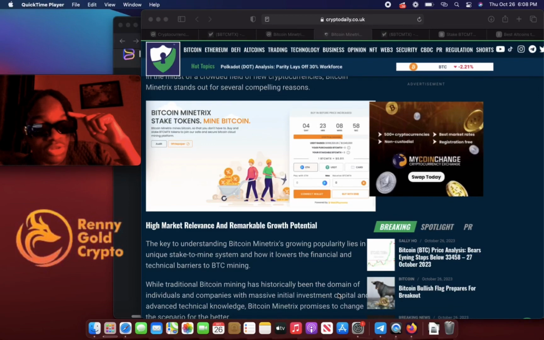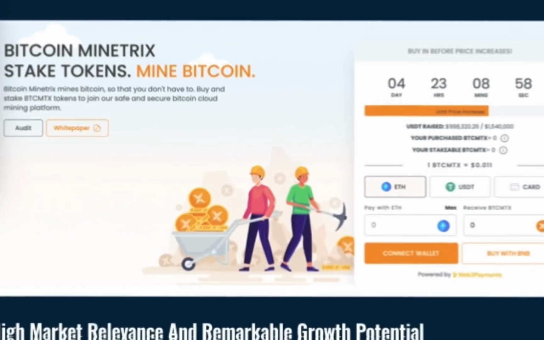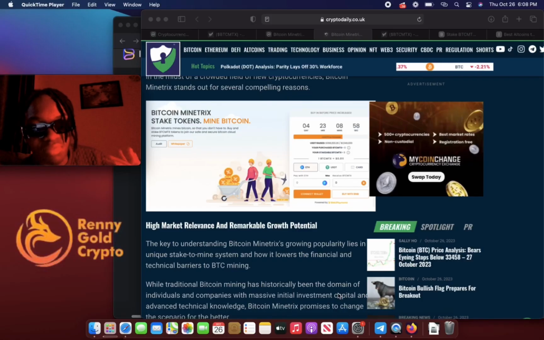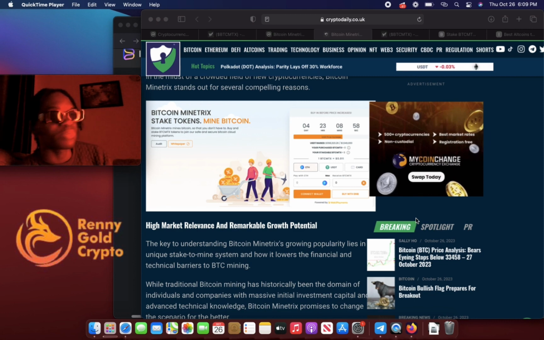Looking at a coin to buy right now, I feel that you should buy Minetrix, Bitcoin Minetrix, because you can stake the coin and be able to mine Bitcoin. I feel that this particular project is what everybody should be looking towards, because you can stake it and be able to mine Bitcoin.